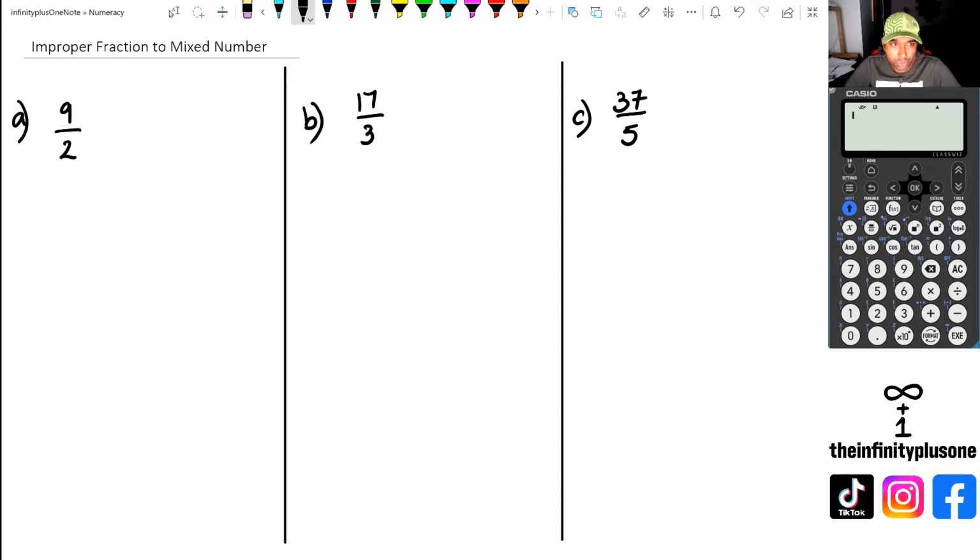So what I'm going to do is think about it like this. What's the closest multiple of 2 that I can get to before 9? We know that's 8. So we can say 4 times 2 is equal to 8. That's the closest, because we can't do 5 times 2, as 5 times 2 is 10.